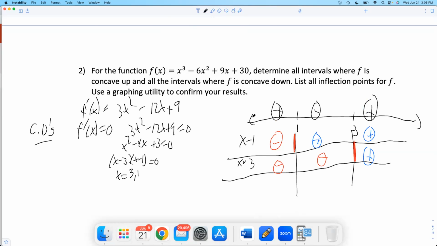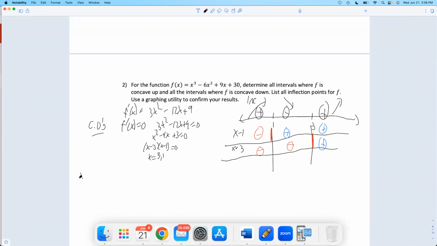That means my graph is increasing on this region, decreasing on this region. Negative derivative is decreasing, positive derivative is increasing. So I'm going to write this out. f is increasing on the intervals negative infinity to 1. We always use parentheses for increasing and decreasing. And then again, union 3 to infinity. And decreasing on this middle region, 1 to 3.